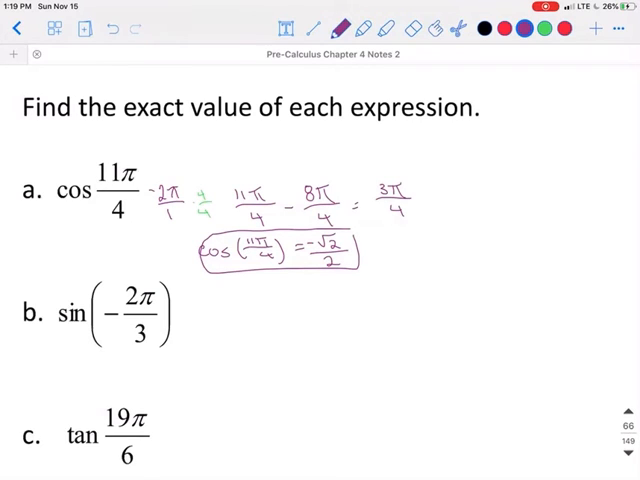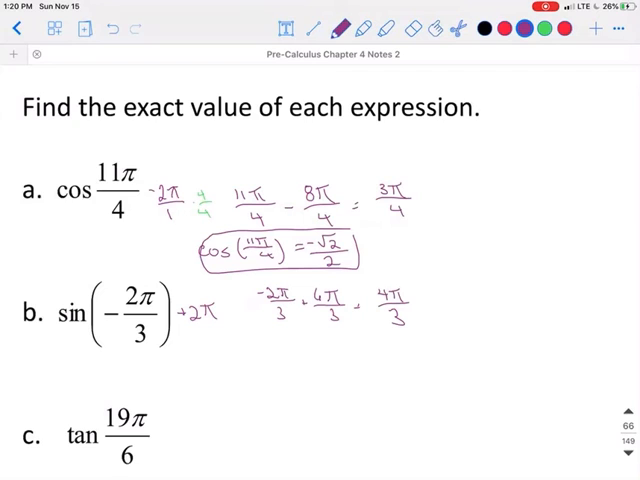To find the sine of negative 2 pi over 3, there are no negative values on the unit circle, but we can add 2 pi to it to see what the positive coterminal would be. Again, we need to make them have the same denominator. So 2 pi, if we want to have a denominator of 3, would be 6 pi over 3. Negative 2 pi over 3 plus 6 pi over 3 would give us 4 pi over 3.